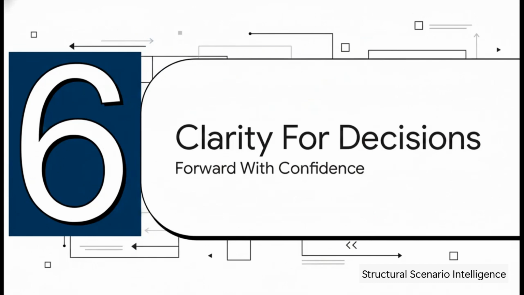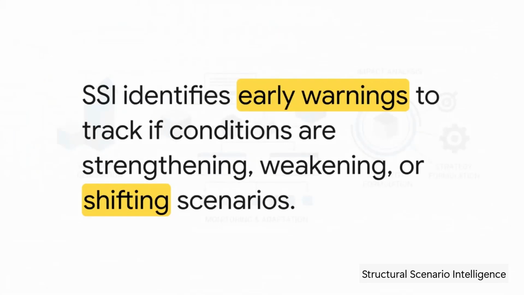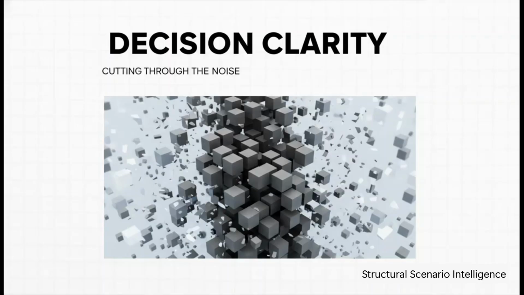And that brings us to Section 6, clarity for better decisions and moving forward with confidence. Let's wrap up with the ultimate value this brings to the table. A major takeaway here is that SSI is not just a static, one-time document that gathers dust on a shelf somewhere. It provides ongoing monitoring. The report gives you specific early warning indicators to actively track if operating conditions are getting stronger, getting weaker, or shifting entirely toward a different scenario. It creates a customized dashboard for your organization so you can watch these indicators as the future unfolds in real time.